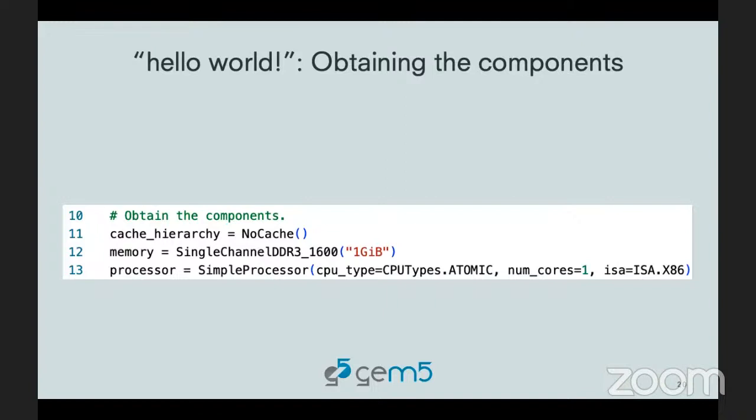So you can go and see the completed example and copy and paste what you need. But I'll try to be slow and allow everyone to go at their own pace. So the first line here says we want to get a cache hierarchy. And this is kind of a cheat. We're saying we don't really want a cache hierarchy set up in this system. So no cache. Essentially, we're just connecting the processor directly to the memory system, and we don't want any caches in it.